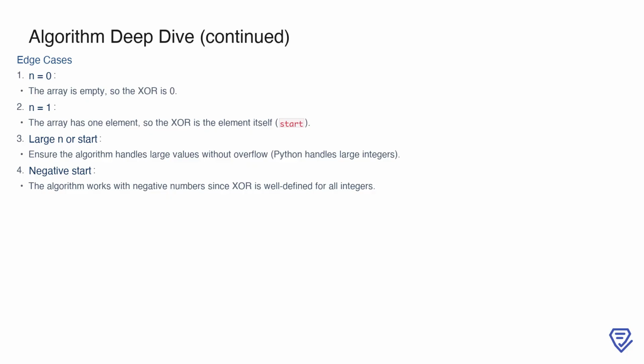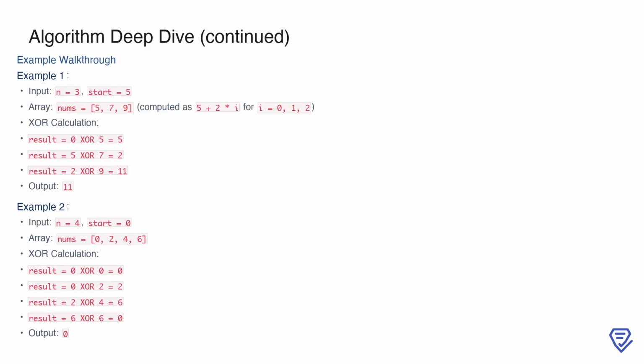Finally, the algorithm also works seamlessly with negative values of start, as the XOR operation is well defined for all integers. Ensuring these edge cases are covered guarantees the robustness of the solution. Let's walk through a couple of examples to solidify our understanding.